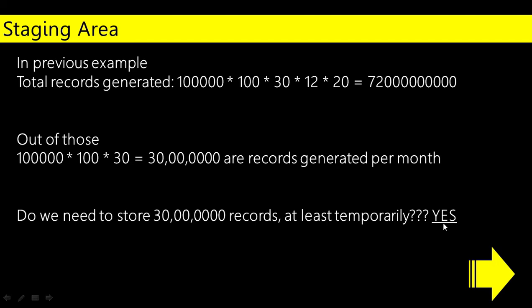When we are saying yes, why do we want to store them? To generate the bill of the customer per month. To generate the bill, we will need to store these many records at least for 1 month, so that the bill of the customer can be generated at the end of the month. Using these records only, the bill of the customer will be generated. This is where the staging area comes into the picture.